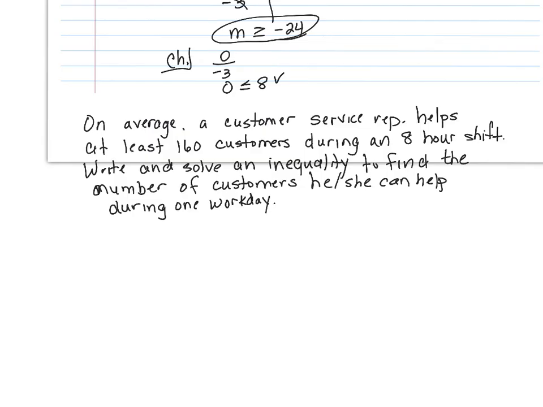All right. On average, a customer service rep helps at least 160 customers during an 8-hour shift. Write and solve an inequality to find the number of customers he or she can help during one workday. Okay? So we're going to let C equal how many customers helped during 1 hour.